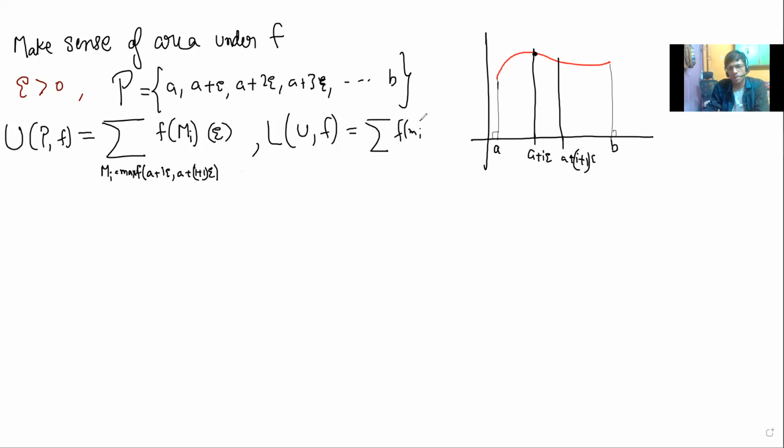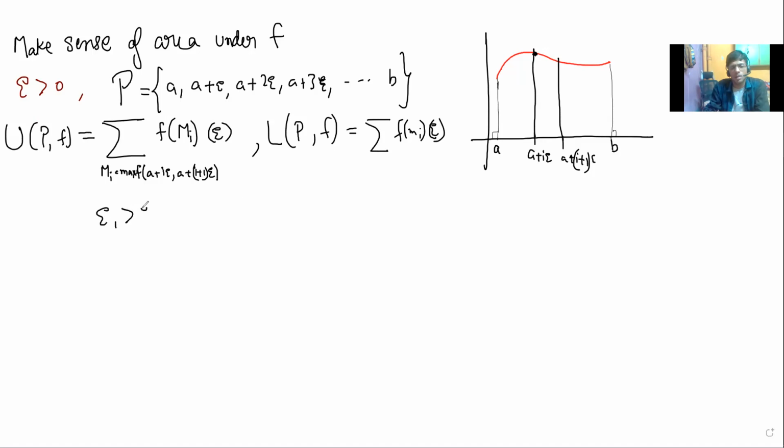I'm not going to describe this now. You understand the lower sum. Okay. Then obviously we know that the upper sum is always bigger than the lower sum, right? For every partition, and even for any two different partitions. Okay. So let's write that clearly.